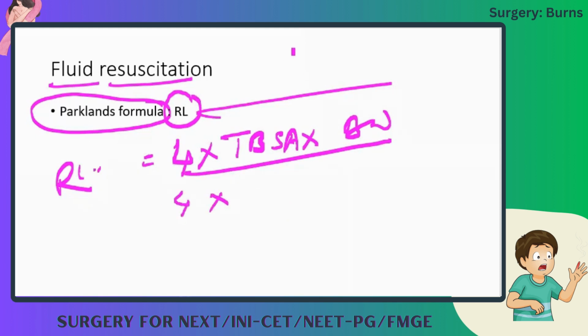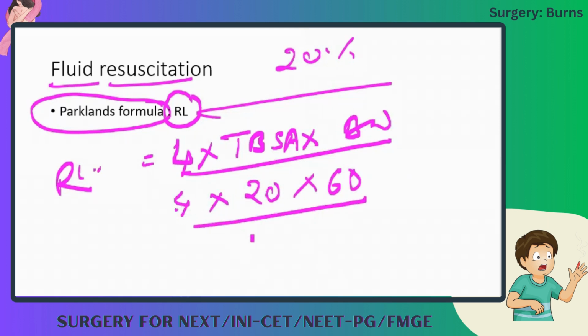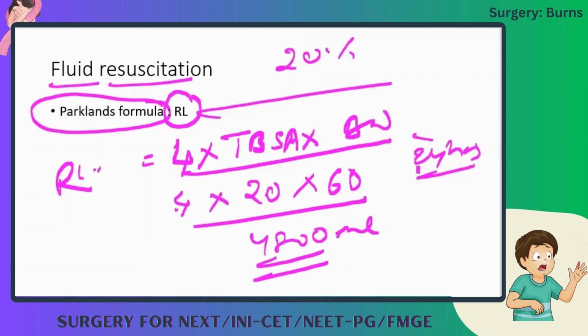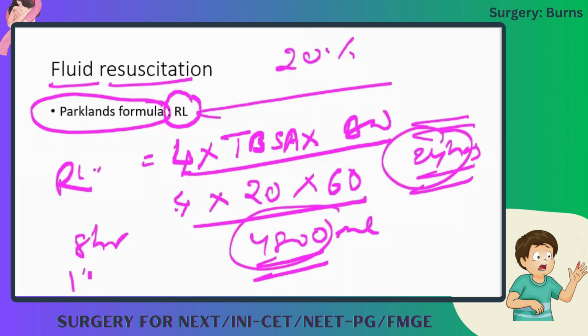Suppose a patient with 20% burns, his body weight is 60. So 4 into 20 into 60. This is the amount of fluid you have to give to the patient over a period of 24 hours. This calculation is for 24 hours. And how to give the fluid? Half in the first 8 hours, half in the next 16 hours. Clear?